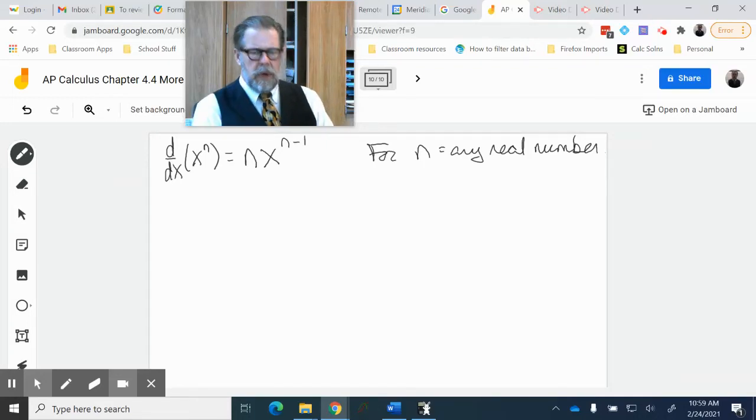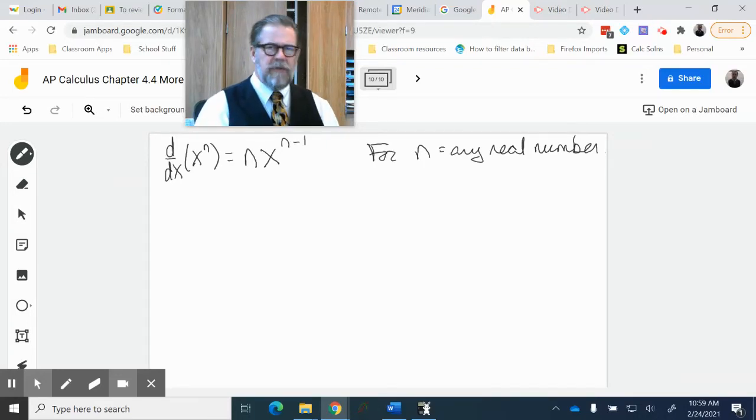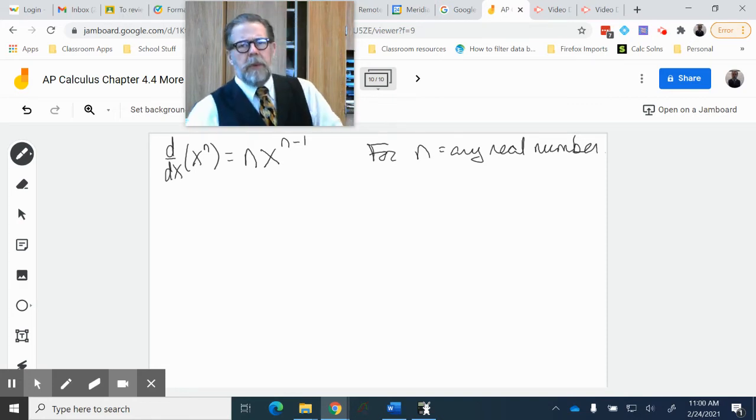Okay, so the power rule: the derivative of x to some power n is equal to n times x to the power n minus 1. We've been using this all the time. We use it a lot. We have proved it, starting with whole numbers, then going to integers, and then to rational fractions. And what we're going to do now is prove that it works for any real number.